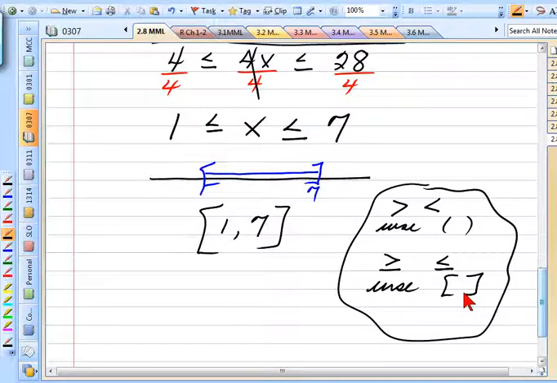Okay, do y'all feel like you can write the answer to an inequality in all three forms? And do you understand the between notation? Okay.